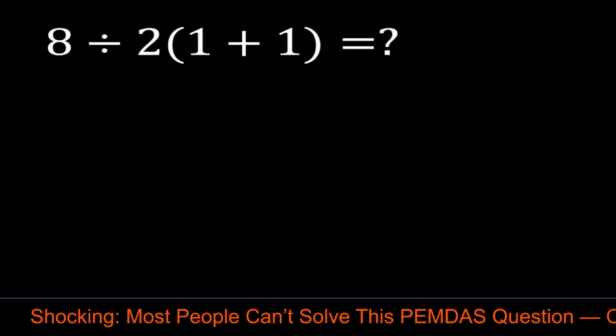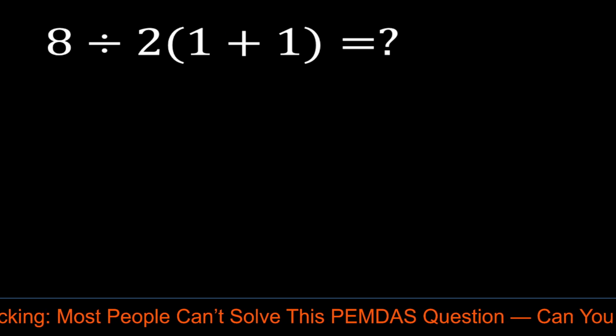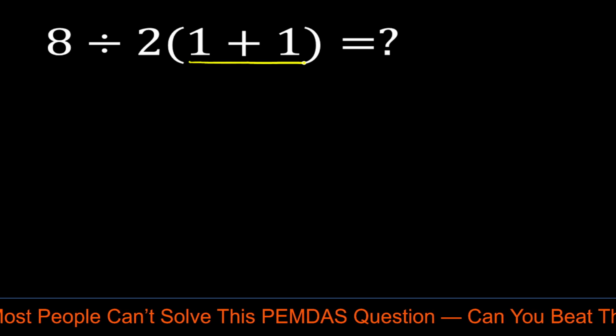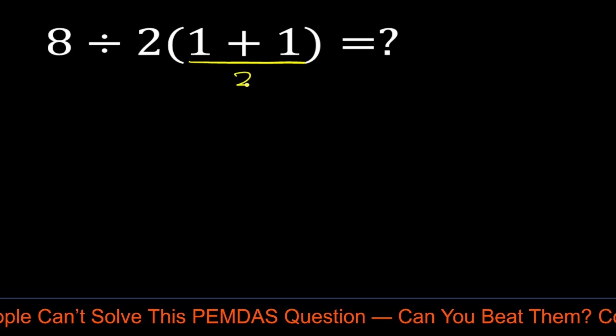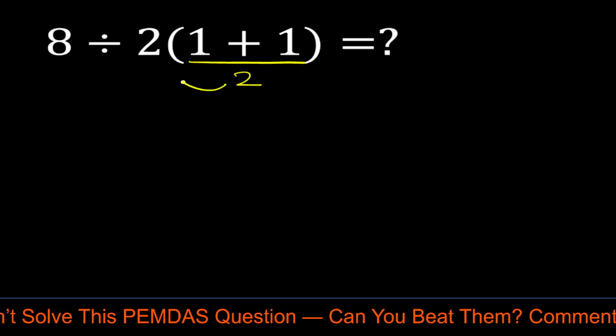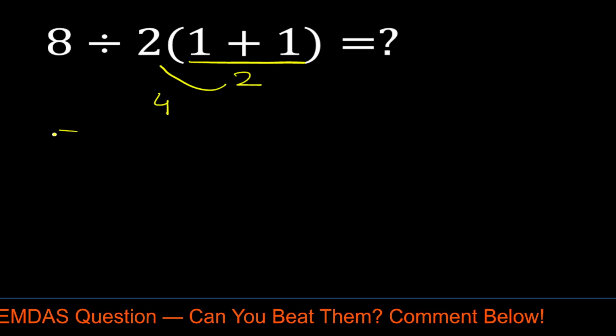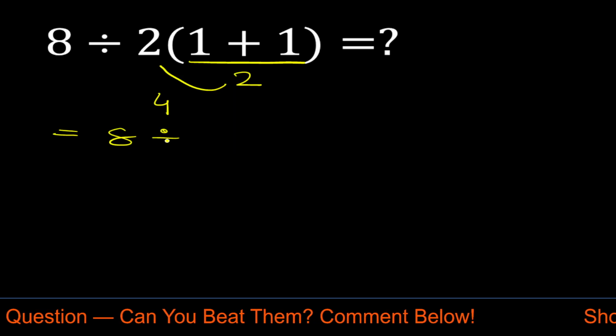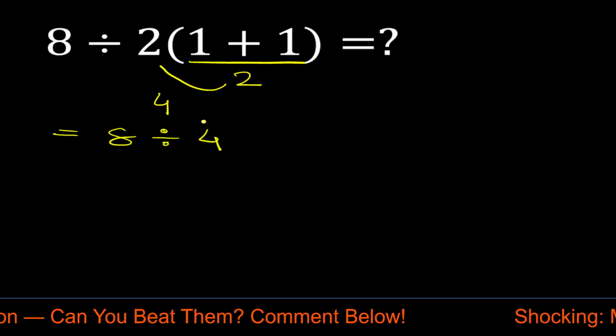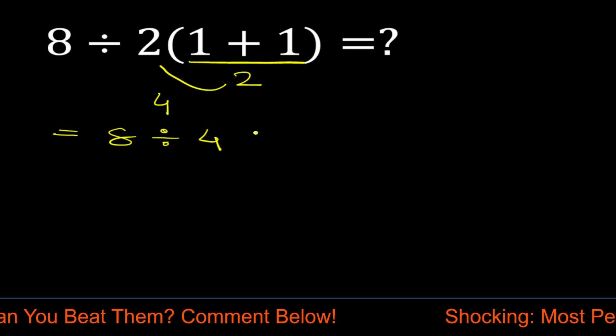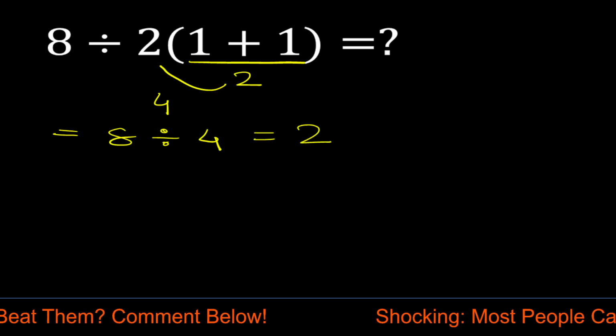So most people solve this question like 1 plus 1. So 1 plus 1 is equal to 2, right? Now 2 times 2. So 2 times 2 is equal to 4, right? So now 8 divided by 4. So 8 divided by 4 is equal to 2, right?